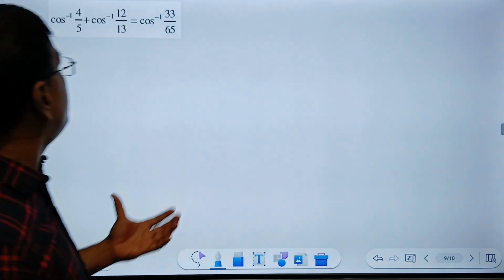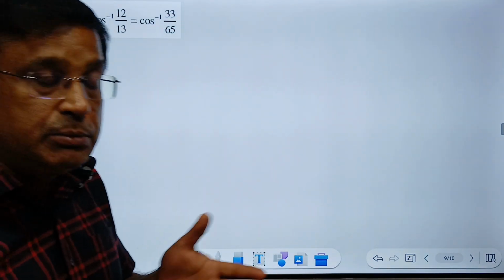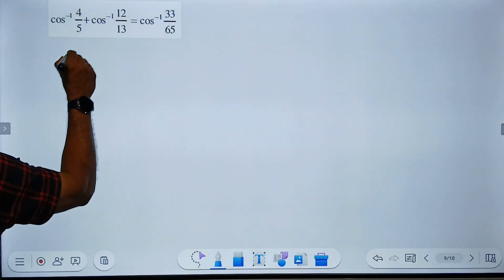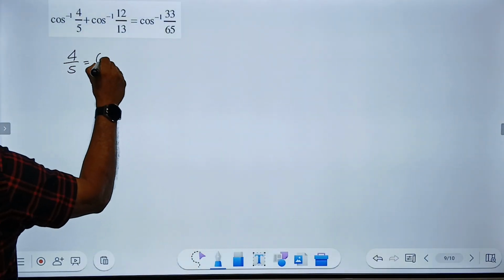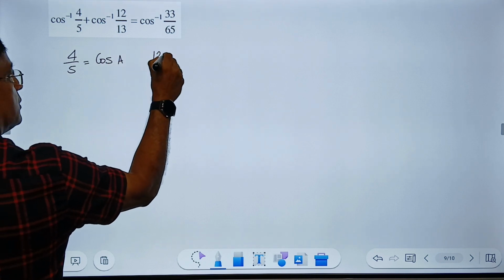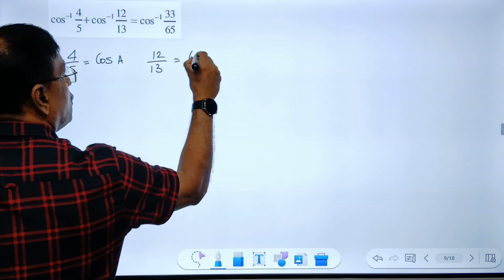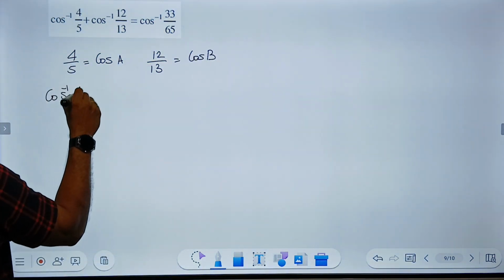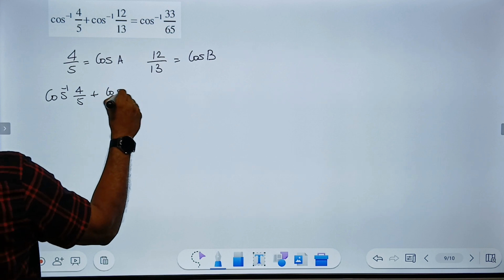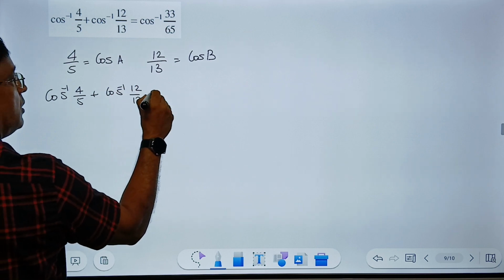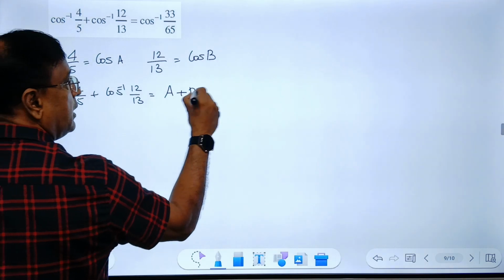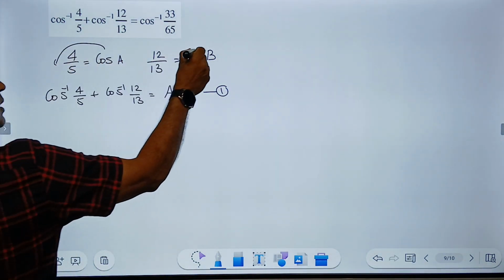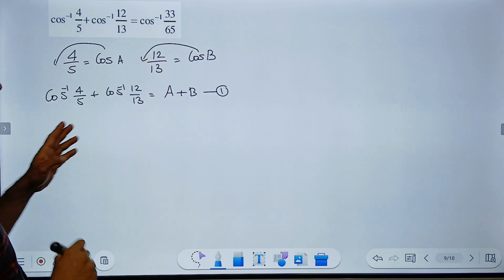We will try one more question of the same type so that you get familiar, because this is a very important type of question. Now, what do you do here? You have to take 4 by 5 as cos A, and 12 by 13 is cos B. Now you take the left hand side. Cos inverse of 4 by 5 plus cos inverse of 12 by 13 equal to what? A plus B. By now you understand why it is A plus B. Cos inverse of 4 by 5 is A. Cos inverse of 12 by 13 is B. Therefore you get A plus B.